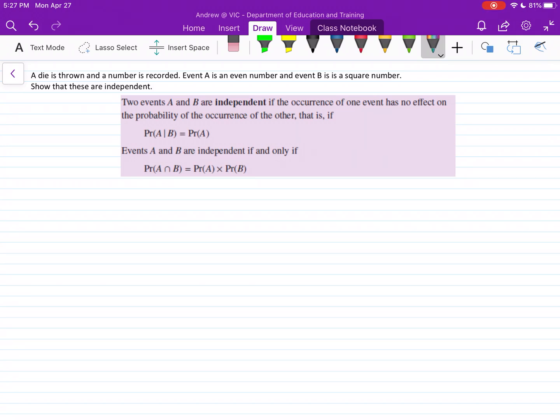G'day! In this example, we're going to be looking at proving independent events. This is just some proof on how they work and whether they are independent.